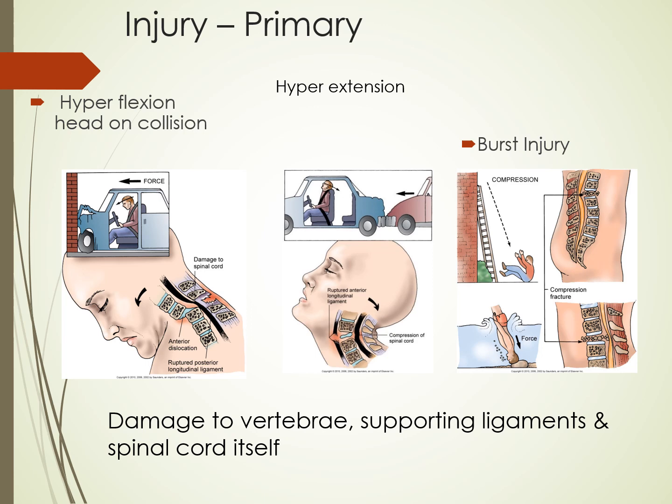Let's take a minute and look at the primary injury, and they're seeing things such as the hyperflexion, hyperextension, and burst injury. So hyperflexion, we might see that in a head-on collision. Hyperextension, if you're hit from behind, and then a burst injury such as falling, and many cervical injuries happen from diving incidents. Not just the spinal cord is damaged here, but the vertebrae, the supporting ligaments, and the cord itself. So that would be our primary injury. That's what happens initially.